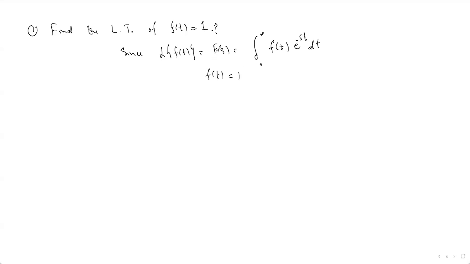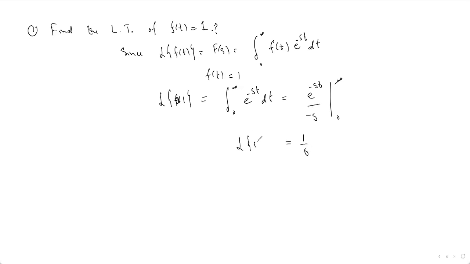So what will be the Laplace transform? The Laplace transform of 1 will now become the integral from 0 to infinity of 1 into e raised to power minus st into dt. Now you can integrate it. So it is e raised to power minus st divided by minus s, from the limits 0 to infinity. When you apply infinity, e raised to power minus infinity becomes 0, and at 0 it becomes 1, so it will be 1 by s. So the Laplace transform of 1 is equal to 1 by s.